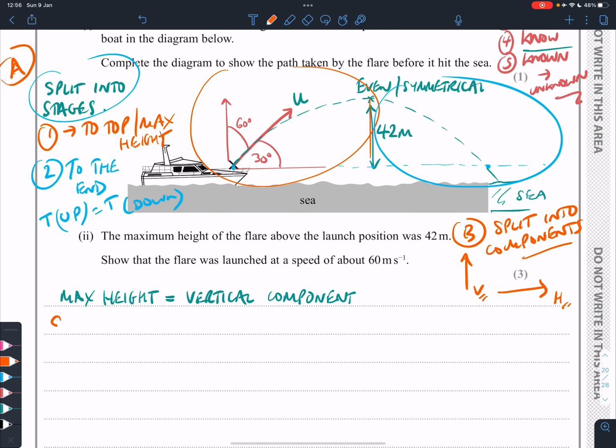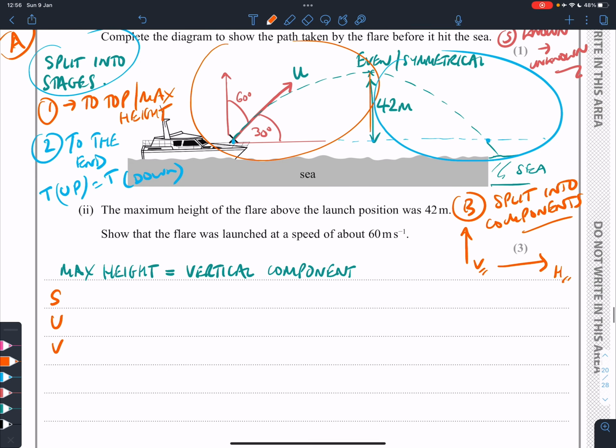Well, you might know that this is a SUVAT question because you've probably done enough of these. First of all, I think it's a good idea to write down what you know. It's only 3 marks, so I'm not going to spend ages on it. But we do know the 42 meter distance. This is just for the vertical component, maximum height.